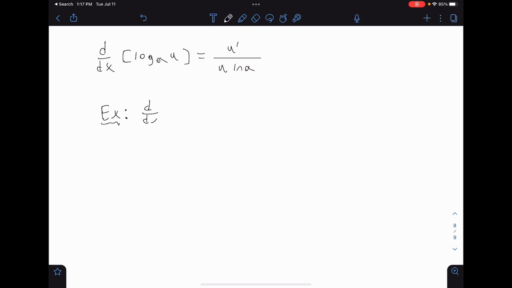So let's do a quick example. The derivative of log base 3 of x is equal to u prime divided by u times ln a. What's u? Whatever's in the parentheses. U prime is the derivative of x, which is 1, and we found this from the power rule, right? And then divided by u, which here is x, and then ln of a. So ln of whatever the base is, and the base is 3, so it's going to be ln 3.